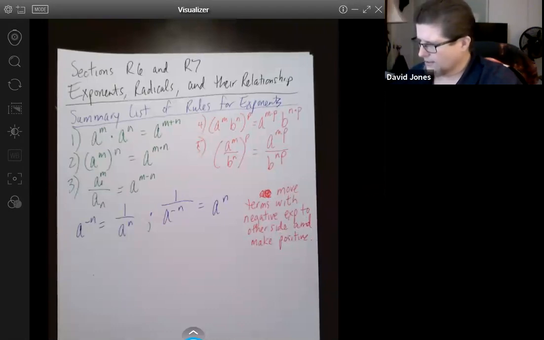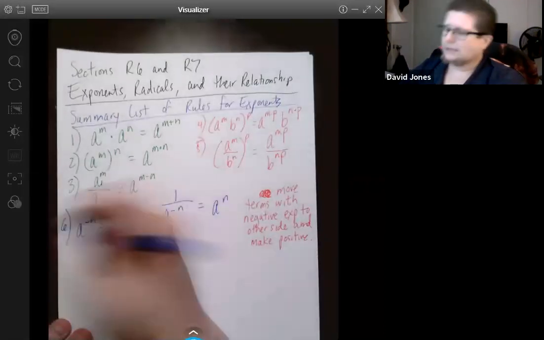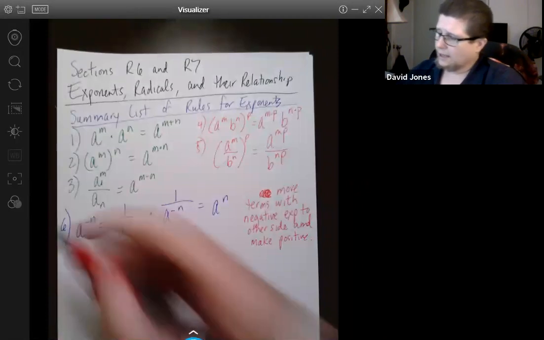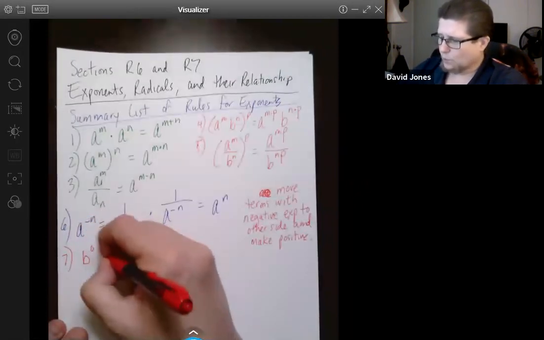And one that tends to get often overlooked, we can call that rule 5 or rule 6. Rule 7 is a simple one. Anything to the 0 power is 1.